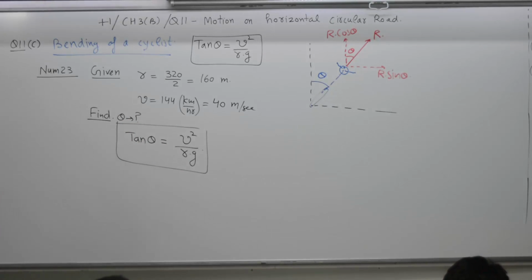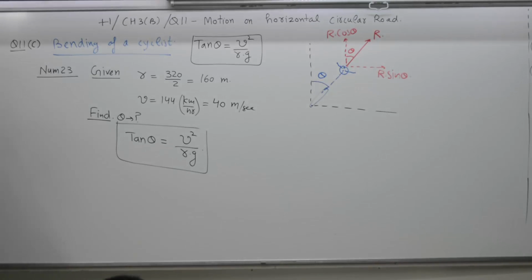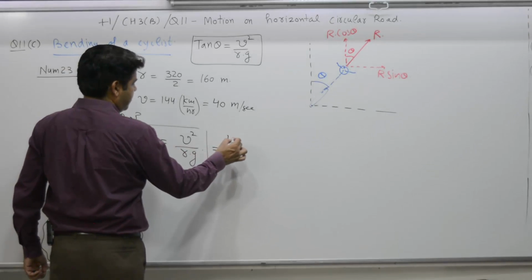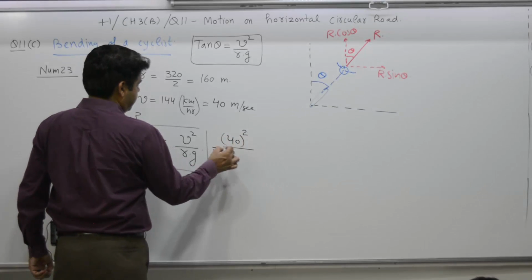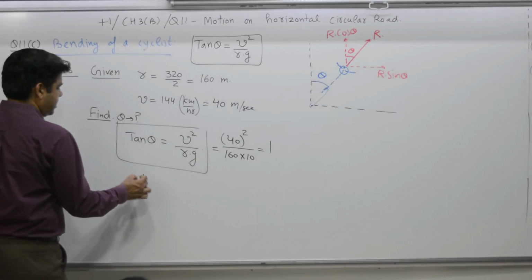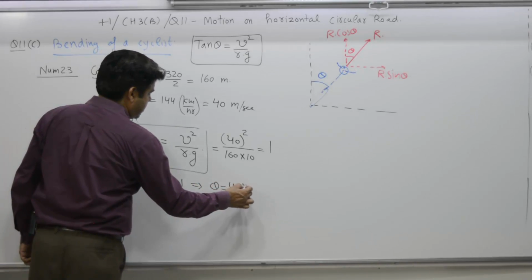Tangent theta is equal to V square by RG. Tangent theta is equal to 40 square by RG, 160 into G is 10, comes out to what? 1. If tangent theta is equal to 1, implies theta is equal to what? 45 degrees.